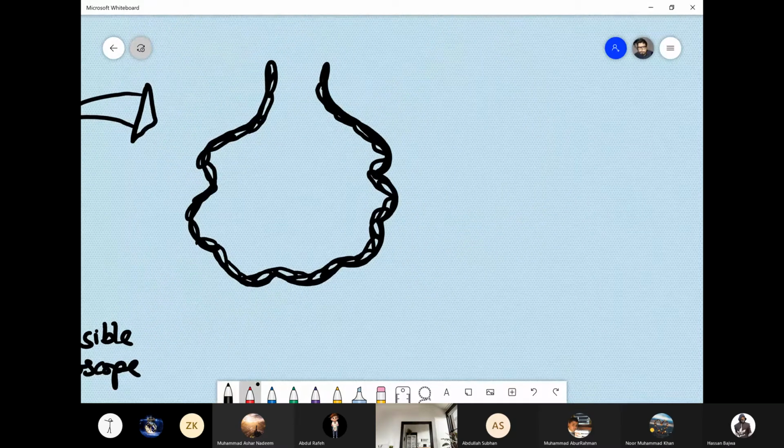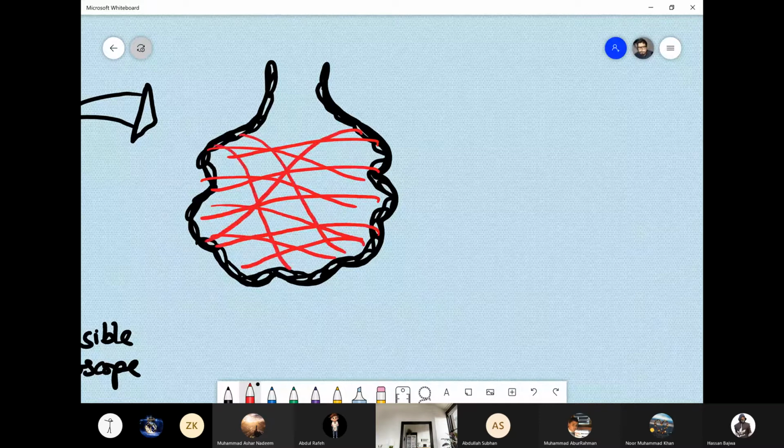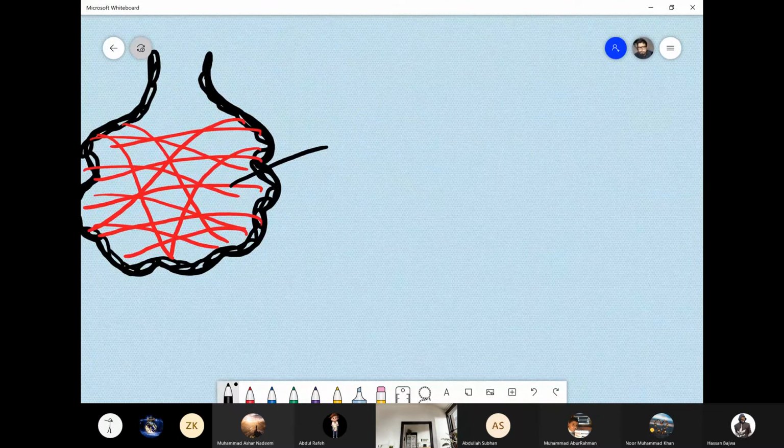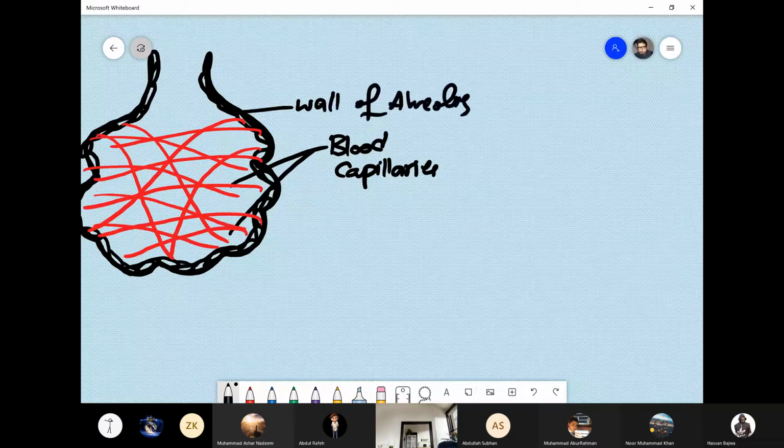Next thing was that on the surface of these alveoli, there are networks of blood capillaries. So boys, these are what? These are blood capillaries. And this is what? This is the wall of alveolus. Now, the plural is called alveoli, singular is called alveolus.